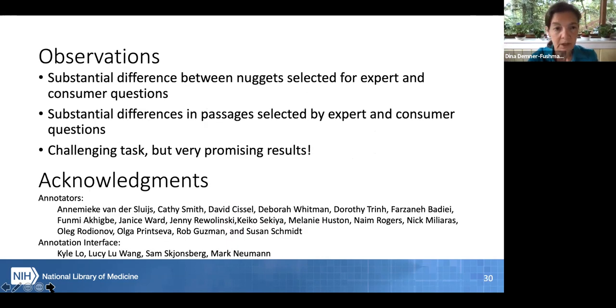So the observations we have after TREC COVID is that there are substantial differences between the answers selected for the experts and the consumers, and the level of granularity that is reflected in the nuggets. And the task is challenging, obviously, but we have some very promising results, even with near zero shot systems. So we should probably continue exploring that.